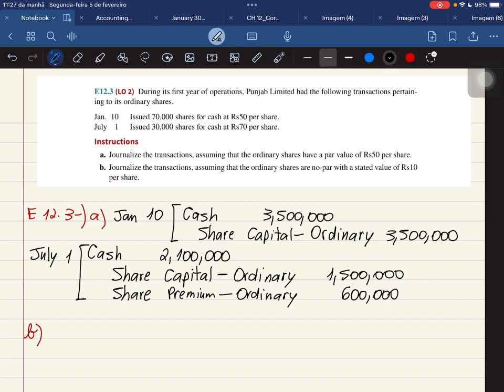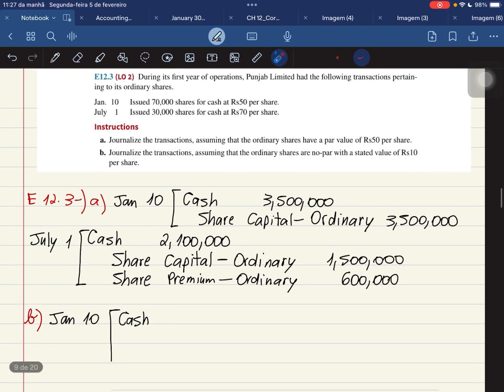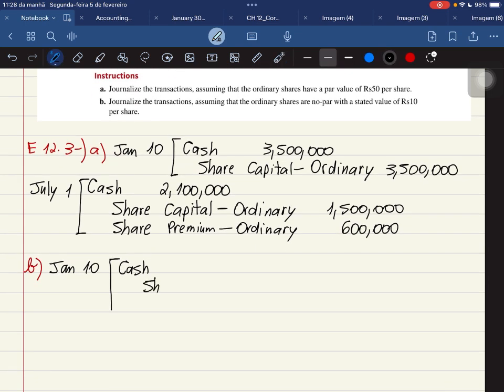So for the first one, cash goes up. Now here the numbers are different, right? Here it's 50, here it's 10. But again, this was issued at a premium, right? Because you see that the issuance price is bigger than this over here. If we multiply 70,000 by 50, this is going to be bigger than if we multiply 70,000 by 10. So it was issued at a premium again. Remember that when we issue at a premium, the entry is cash, and then share capital ordinary, share premium ordinary, right?